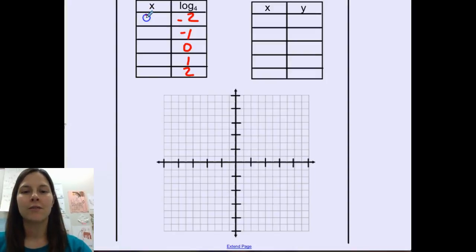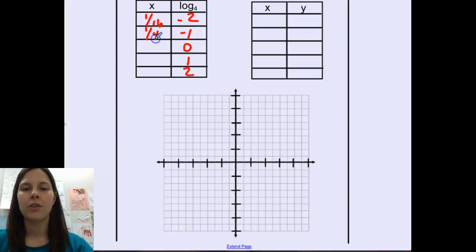So 4 to the -2 power is 1/16. 4 to the -1 power is 1/4. 4 to the 0 power is 1. 4 to the first is 4. And 4 squared is 16.